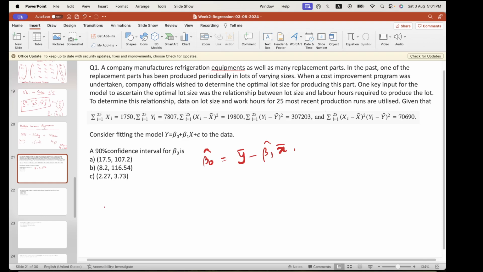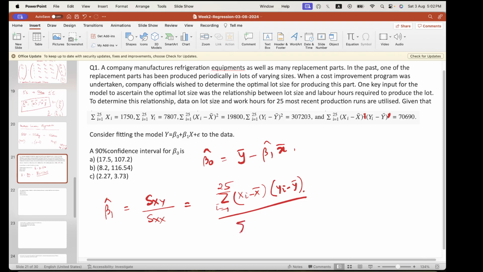So how should we find out beta 1 hat? Beta 1 hat is actually sxy by sxx, which means this is summation i equal to 1 to 25 xi minus x bar into yi minus y bar, divided by summation xi minus x bar whole square. So this would be 70690 by 19800. How much does it come to?